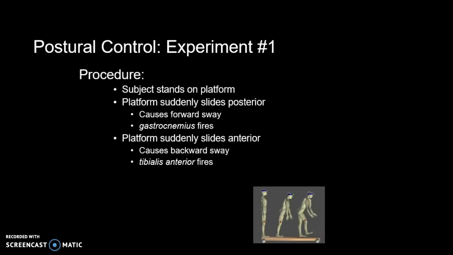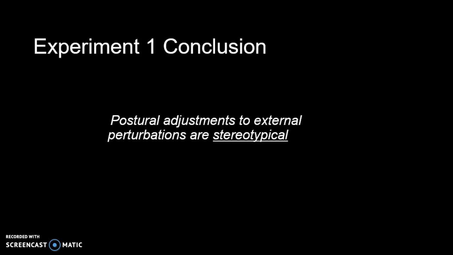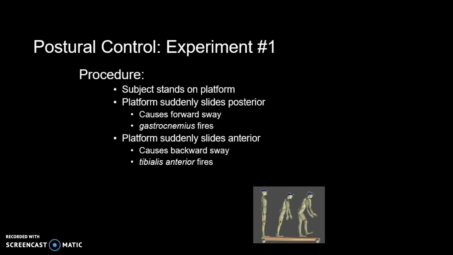So some experiments. Subject stands on a platform. Platform suddenly slides posteriorly, causes forward sway. Gastrocnemius fires. Now the platform suddenly slides anteriorly, causes backward sway. Tibialis anterior will fire. The postural adjustments to external perturbations for this would be stereotypical, right? So we mentioned that if they go forward, the gastrocnemius will fire to plantar flex, bring us upright. If we have backward sway, the tibialis anterior will fire, again, to cause a torque and bring us more upright.